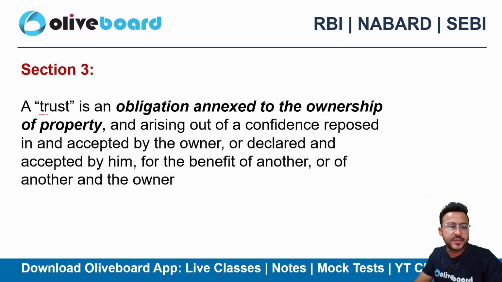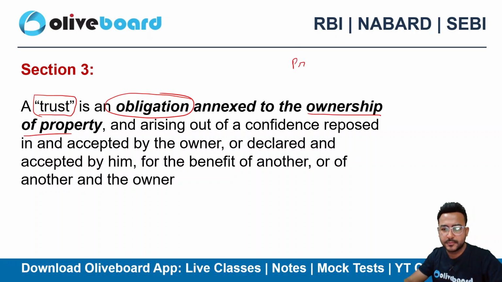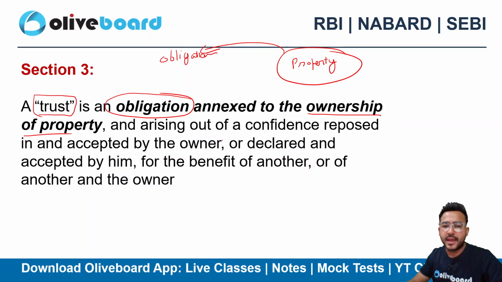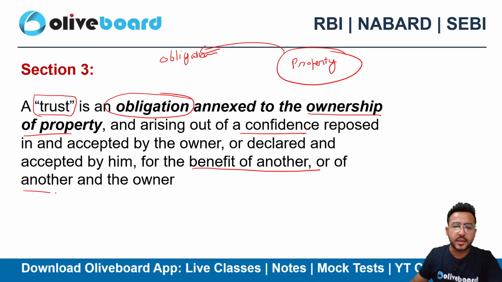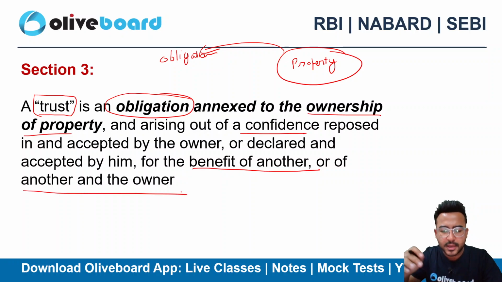Next, let's discuss section 3. So basically section 3 states what trust is all about. Trust is an obligation annexed to the ownership of a property. So there is a property involved which creates an obligation for one party and arising out of confidence, right? So there is confidence involved in this, reposed in and accepted by the owner, or declared or accepted by him for the benefit of another, or of another and the owner.